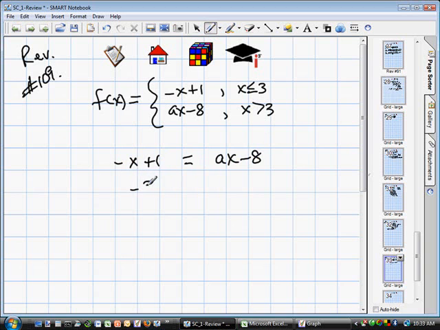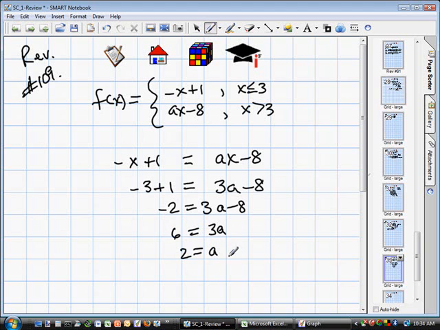So this is negative 3 plus 1. And then this is 3a minus 8, right? I'm just plugging in a 3 for x. So this is what? Negative 2 equals 3a minus 8. Add 8 to both sides. Aha! When a is 2, these little sweethearts are going to meet. And therefore, that'll make it continuous.